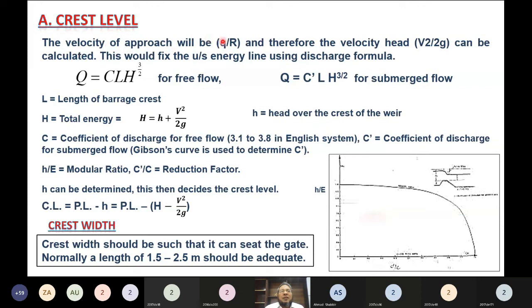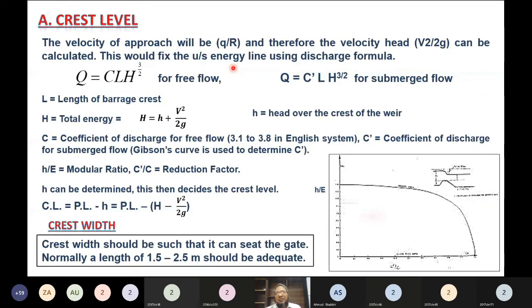So we have to compute the velocity of approach. How can we compute the velocity of approach? Q over Y R R, where R is the cover depth. Therefore, the velocity head would be V square over 2G. This is the approach velocity head, and this would fix the upstream energy line.